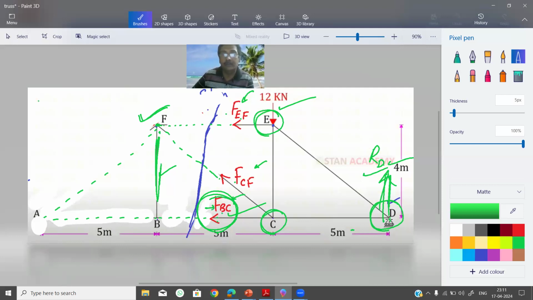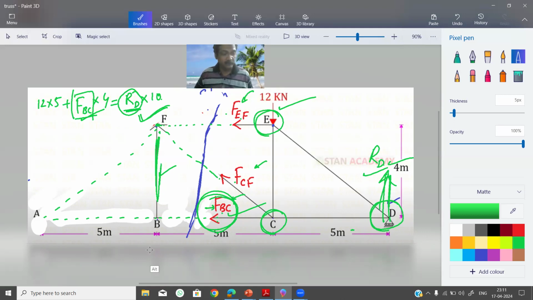So very easy to calculate for me. Suppose clockwise moments 12 into 5 plus FBC into 4 is equal to anti-clockwise RD multiplied by 10, right? I told you very clearly, initially you need to find reactions at the support. So RD will be known to you. Now you have only one unknown, FBC. So from this I can find FBC. Okay. So like this, each and every point is to be selected carefully, right?